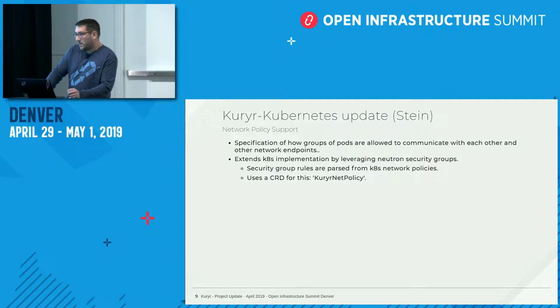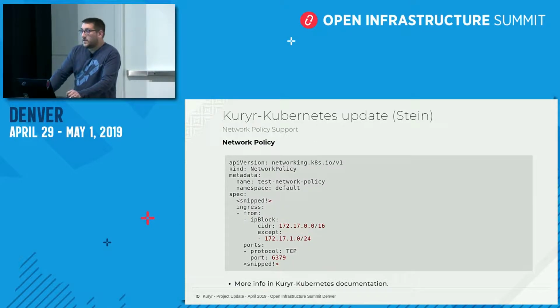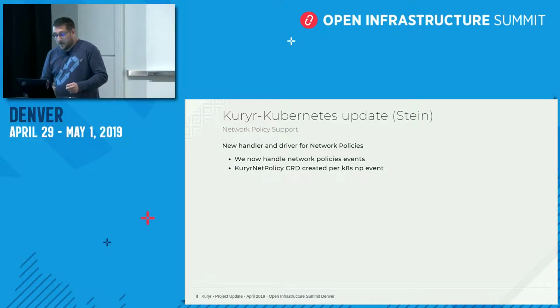So how are we implementing this? We are making heavy usage of CRDs, which stands for Custom Resource Definition in Kubernetes, just in case you are not familiar with the term. So what we did was create a new one for our usage, which is called KuryrNetPolicy. This is basically just a network policy, the usual one. We are putting all this into our spec alongside some stuff that we do. We have added a new handler to handle these network policy events, and we create one CRD per network policy event in Kubernetes.